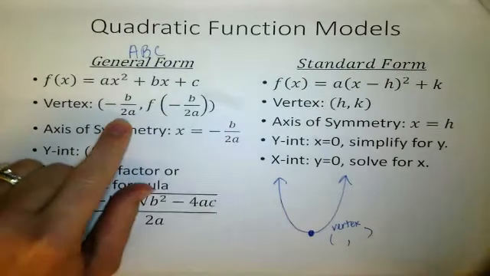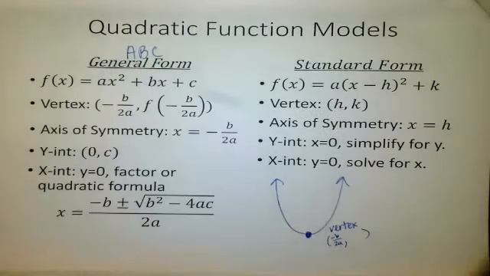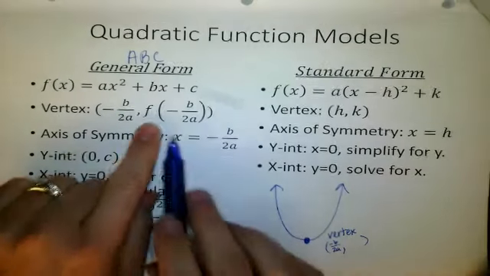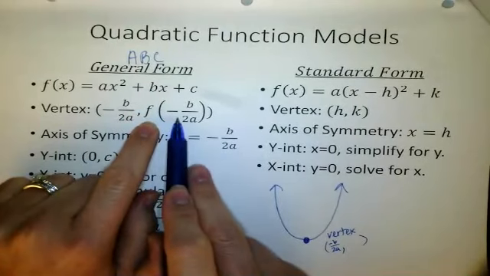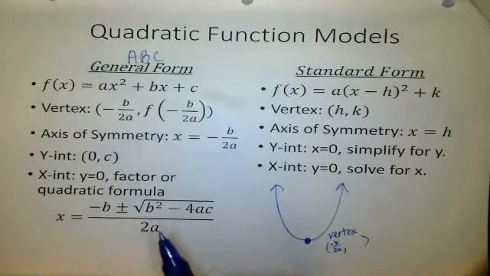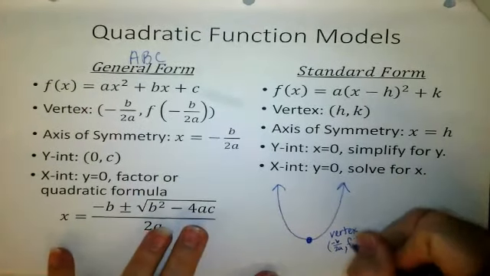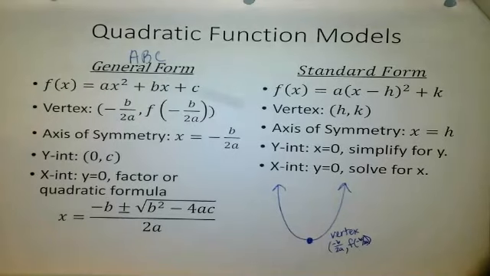The x-coordinate is just negative b over 2a. So when we're in ABC form or general form, negative b over 2a will give you the x-coordinate. And then if you want the corresponding output, well, that's what this means. This says go back to your function and plug that value back in. You have an x, plug it in, it'll give you the y. So that's f of negative b over 2a. Just plug it back into the function, and you'll get your xy ordered pair.